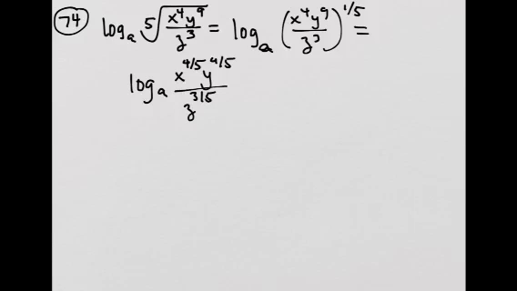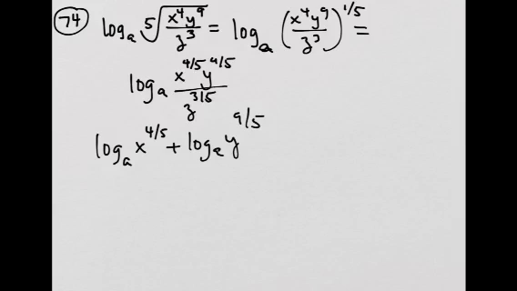Okay, so now I'm going to use the properties to expand this. So remember, the log of a product is the sum of the logs. So in the numerator, I have log base a of x to the 4/5 plus log base a of y to the 9/5, and then the quotient is subtraction. So minus log base a of z to the 3/5.